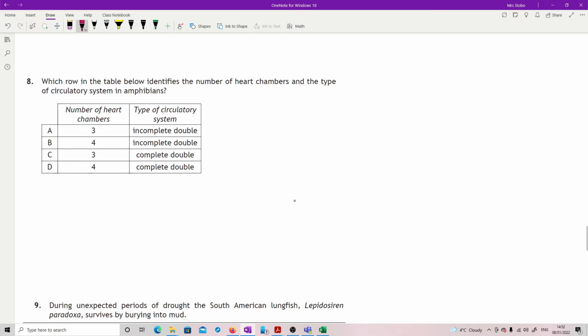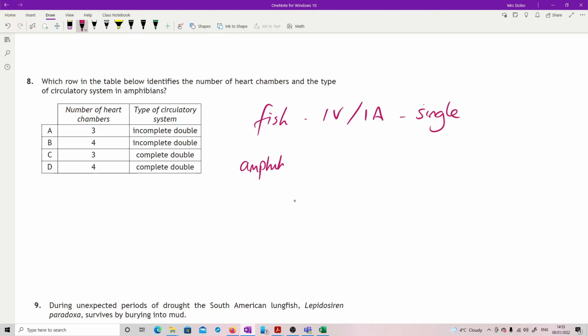Question 8. Which row in the table below identifies the number of heart chambers and the type of circulatory system in amphibians? This is straight KU. Okay, so fish have one ventricle, one atrium, and it's single. You then have amphibians and reptiles doing slightly different ways to get round the mixing of blood, but they have two atria, one ventricle, and this is an incomplete double.